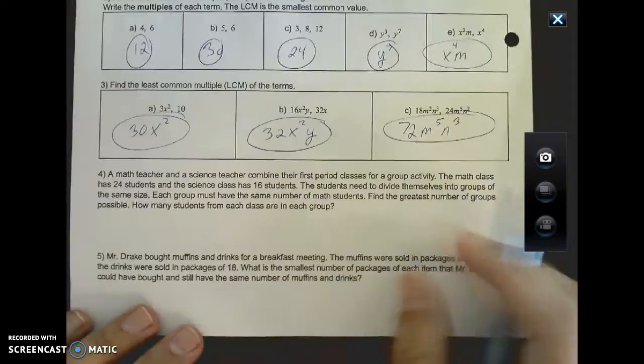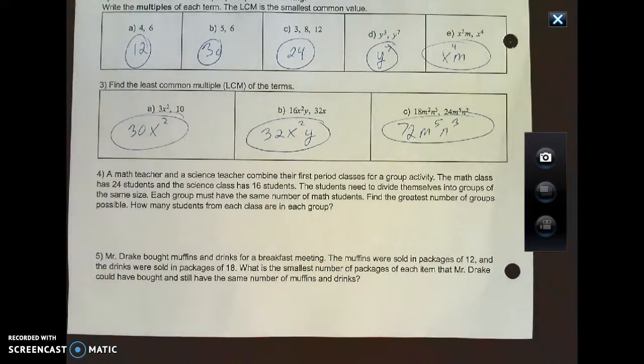Okay. Finally, word problems. Everybody's favorite, I know, right? A math teacher and science teacher combine their first period classes for a group activity. The math class has 24 students and the science class has 16 students. The students need to divide themselves into groups of the same size. Each group must have the same number of math students. Find the greatest number of groups possible. How many students from each class are in each group?